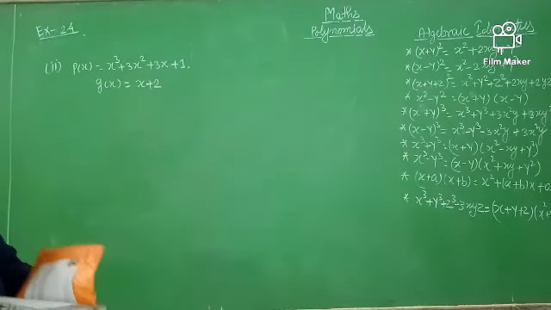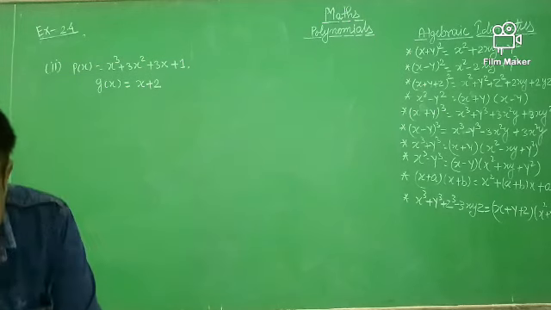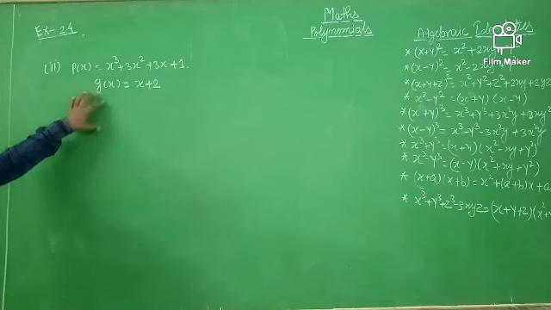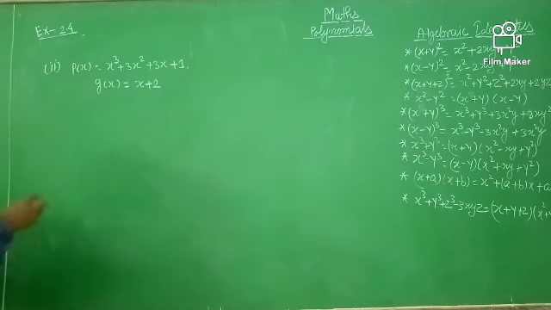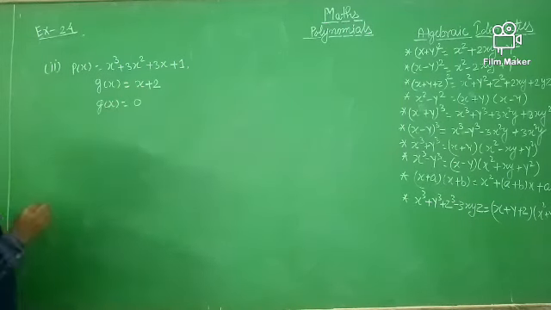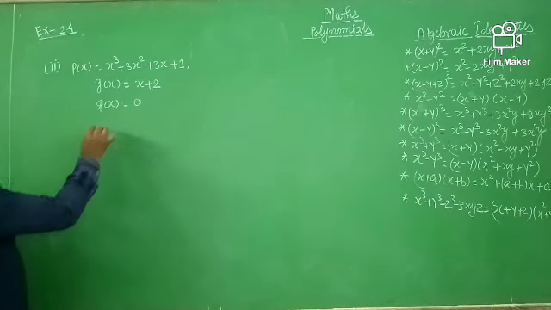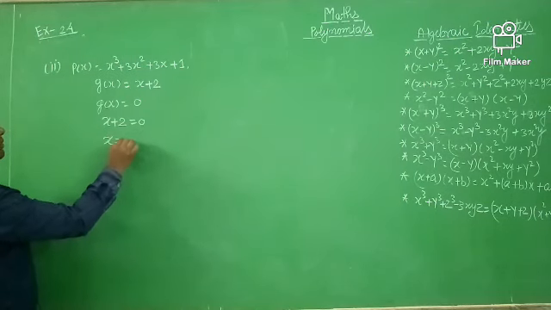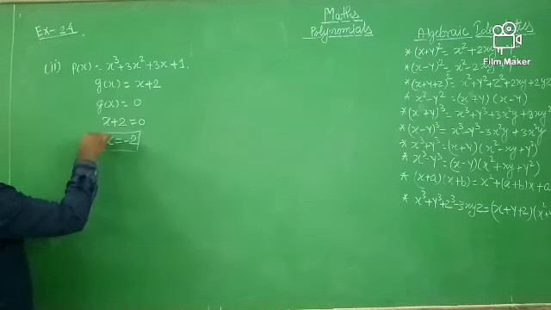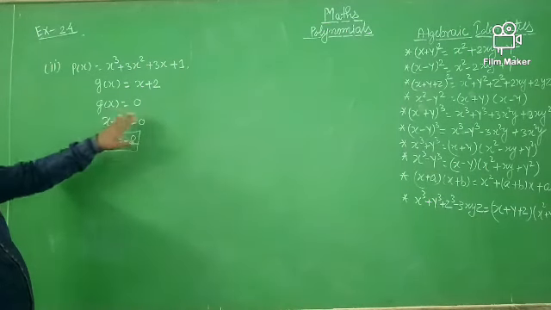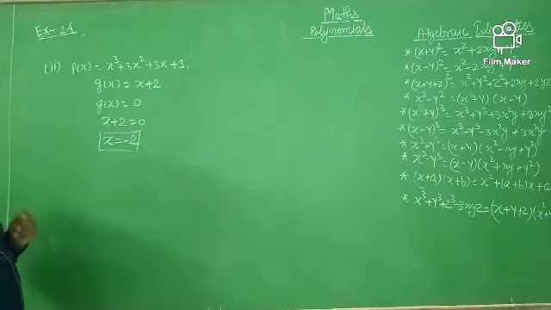Here the question is asking whether g(x) is a factor of p(x). If g(x) is a factor of p(x), then you put the value from g(x) into p(x). Suppose g(x) is equal to x plus 2. Put g(x) equal to 0, then x plus 2 is equal to 0, so x is equal to minus 2, because the 2 goes to the other side and converts to minus 2.